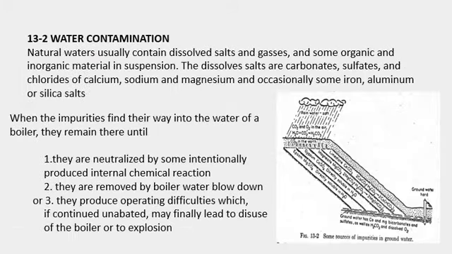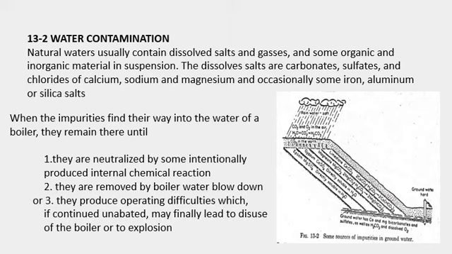So next is water contamination. What is water contamination? Natural waters usually contain dissolved salts and gases. That is the composition of natural waters, and some organic and inorganic material in suspension. Dissolved salts are carbonates, sulfates, and chlorides of calcium, sodium, and magnesium, and occasionally some iron, aluminum, or silica salts.